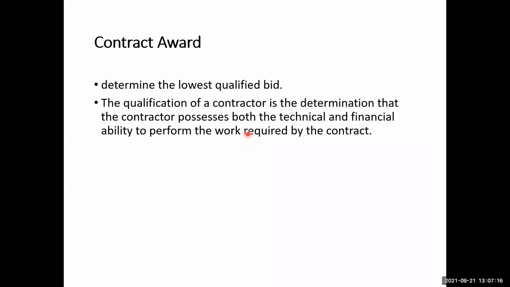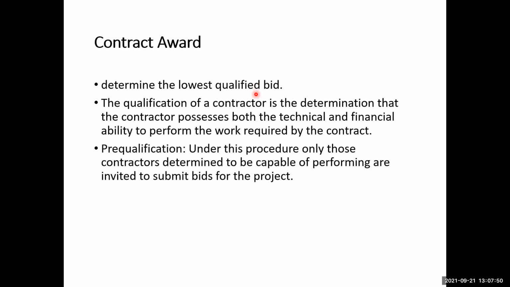So once the bidding procedure is completed, then the time is for awarding the contract. That means we have to award the contract to the successful bidder. So in the simplest or the most obvious of the cases, it is to determine the lowest qualified bidder. Okay, so the qualification of a contractor is the determination that the contractor possesses both the technical and financial ability to perform the work required by the contract. So the bidder should be qualified. That means it has the qualities, or the capacity to perform the work, both in terms of the technical and the financial point of view. And the bid for that qualified bidder should also be the lowest among all the other qualified bidders. So this is the obvious main criterion for the contract award.